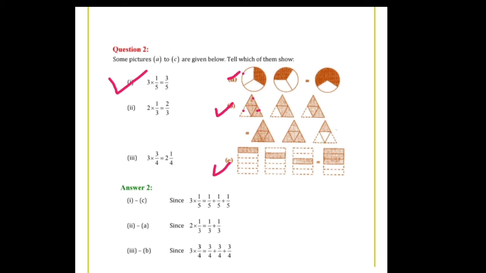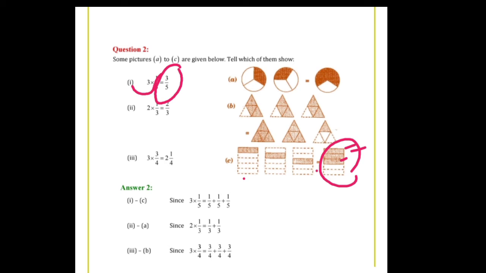Because how many parts are there? 5 parts. And the numerator given is 1. It means total 5 and its one part is shaded. So it is said to be 1 upon 5. And how many figures are there? 1, 2 and 3. So 3 into 1 upon 5 and the answer is 3 upon 5. So the answer is equal to 1, 2, 3 parts, total 5 parts.